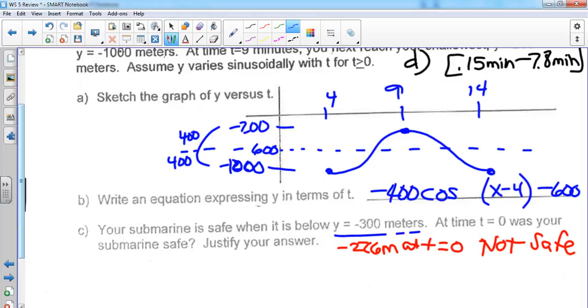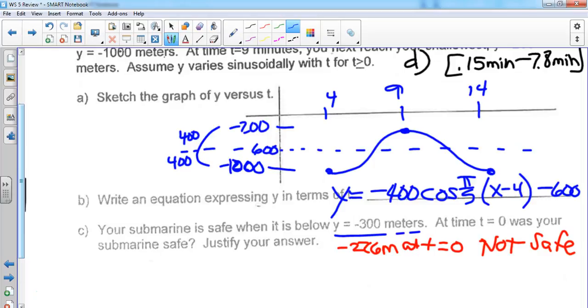Period is 10 minutes, so 2 pi over 10. If you want to reduce, it's pi over 5. I would accept 2 pi over 10. Oh, it's said in terms of t, so that should be a t, not an x. Oh well. This is a y. That's supposed to be the t.